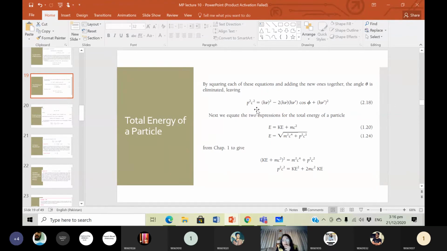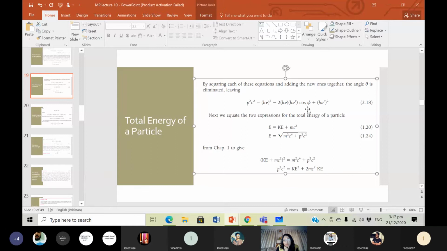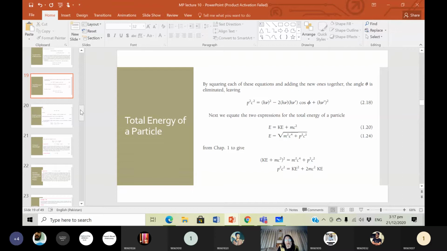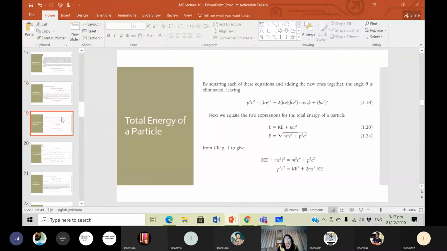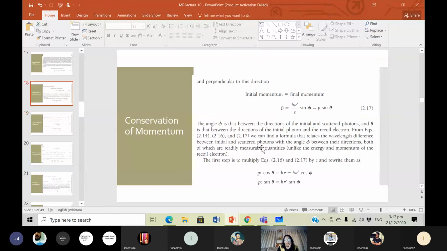We'll basically get p square c square is equals to (h nu) whole square minus 2 h nu h nu dash cos phi plus (h nu dash) whole square. And you should verify this on your own, okay? I have done this before, but it'll take too much time if I write this on the board, okay? It's just basic algebra. You just have to square these two equations and add them.